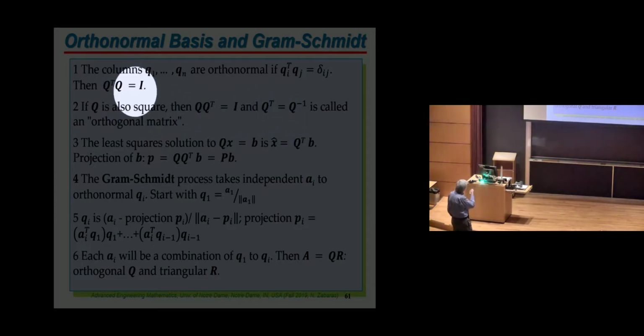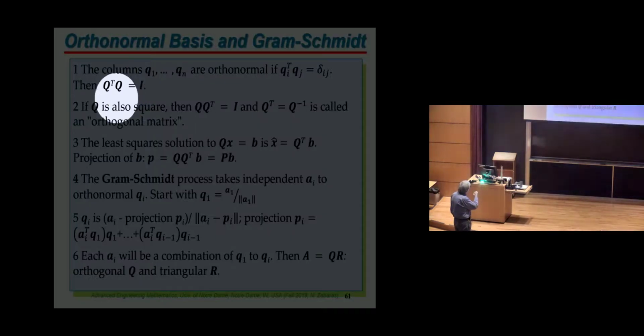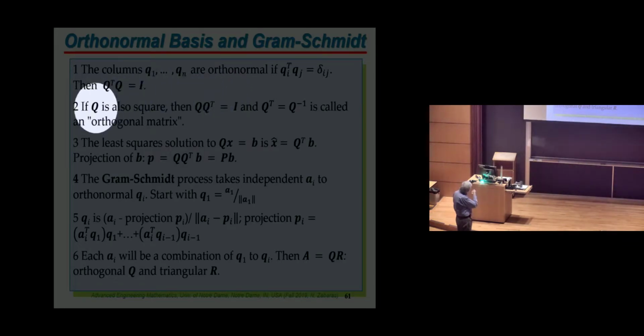But I want to emphasize Q transpose Q is equal to I if you have an orthonormal basis. The matrix doesn't have to be square. If it happens to be square, then Q Q transpose is also equal to I. So one of the things you need to be careful about: don't start inverting matrices that are not square, right? That would be a major crime, okay, a major crime. So in this case, if Q is square, then Q Q transpose is also equal to I.